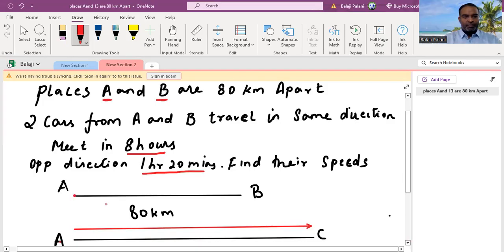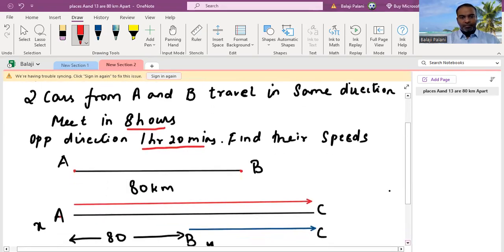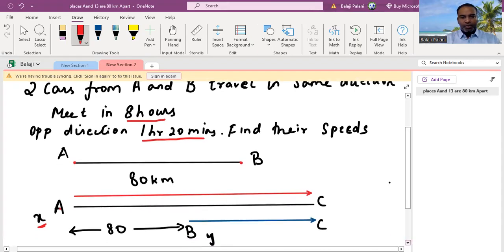This is the point A. This is the point B, and they are separated by 80 kilometers. Okay. So, next diagram, I have marked in red the distance traveled by a car from point A. The line marked in blue is the distance traveled by the car from point B. Now, let's assume A travels at x kilometers per hour speed and B travels at y kilometers per hour speed.